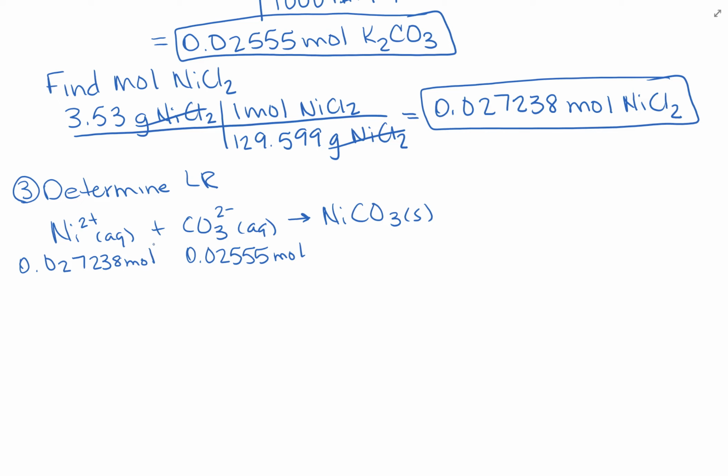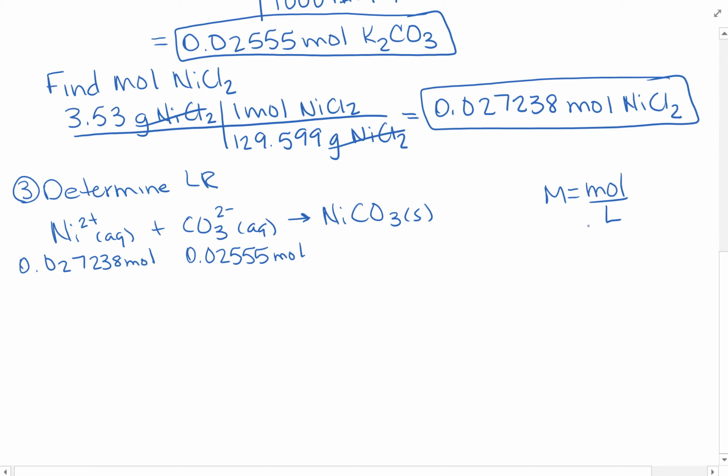Now, the question asks the final molarity of the nickel 2 cation. So remember, we don't have molarity. And molarity, again, is moles per liter or moles per 1,000 milliliters. So what I still need to find is molarity. Now, to find how much is left, that is what we need if we're going to find a final molarity.